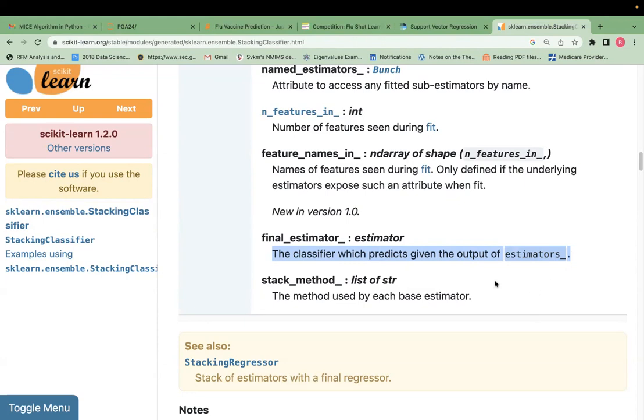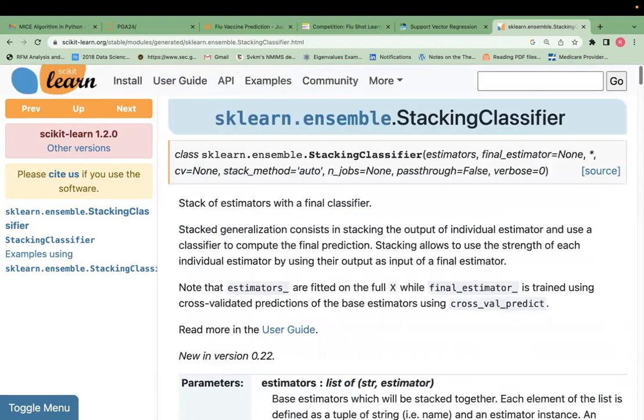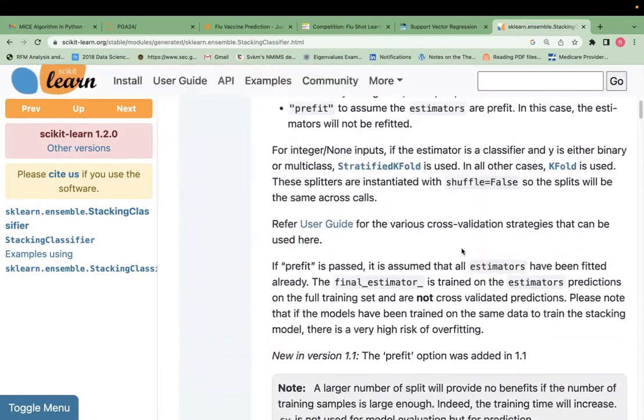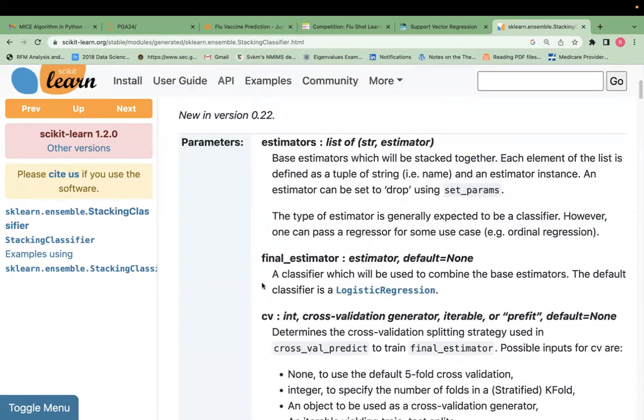See, there are two final estimators. The final estimator in the top parameters is this. In the parameter, what you give as final estimator is this one. What is this? A classifier that will be used to combine the base estimators. The default classifier is logistic regression. It is used to combine all the base estimators. Whatever list we are giving, all the predictions will be combined based on that one. By default it is logistic regression.